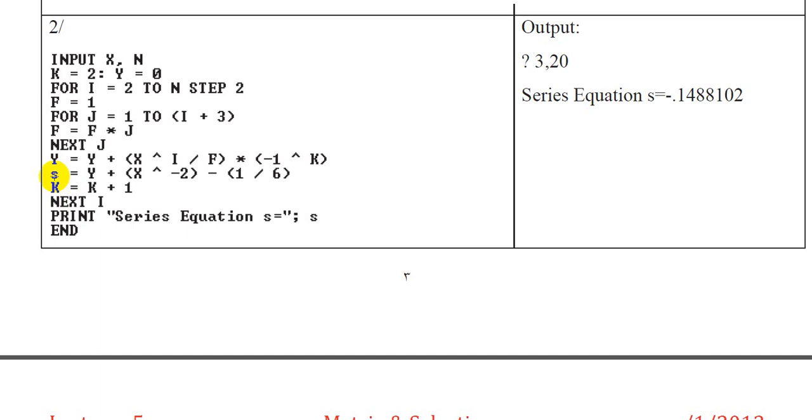In this case, the counter will be coded or incremented as follows: S equals y plus the bracketed x up to 2, 1. K equals k plus 1. Next I. Print the series equation S equals, dash x, or dot x. Conclude. That will be the following form: 320.